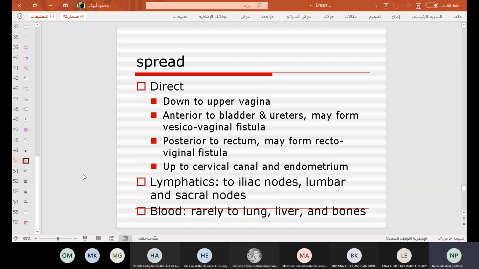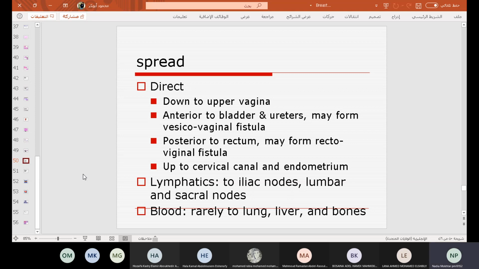How does cervical cancer spread? The same as we said in the breast: direct, lymphatics, and blood. But here you have to describe the direct spread. It can go downwards to meet what? The vagina is there, so it can invade the vagina. Or anteriorly to find what? The bladder and the ureters, anteriorly. And it may form a vesicovaginal fistula. A fistula is an abnormal connection between two organs. So by the connection, it will form this fistula.